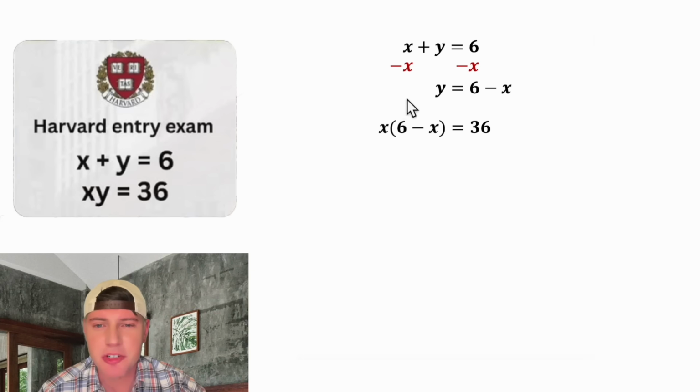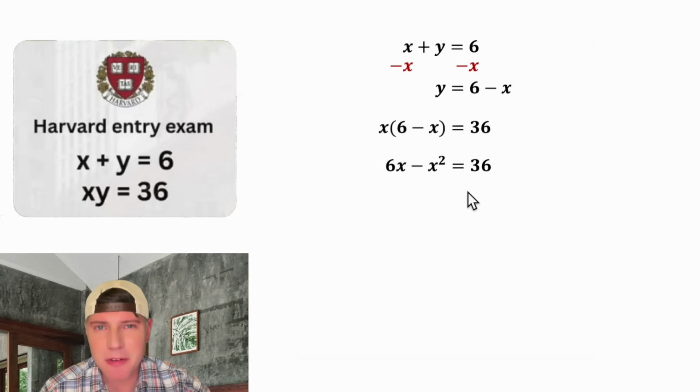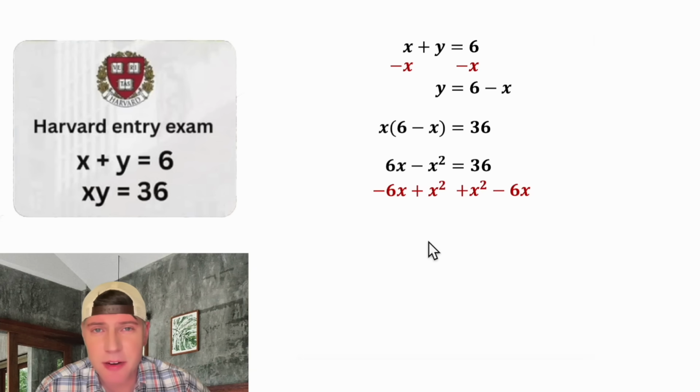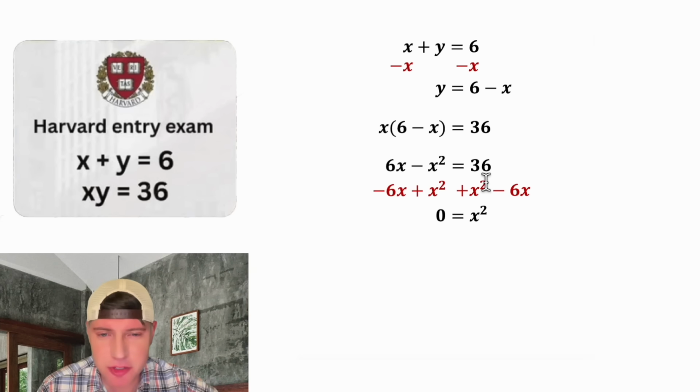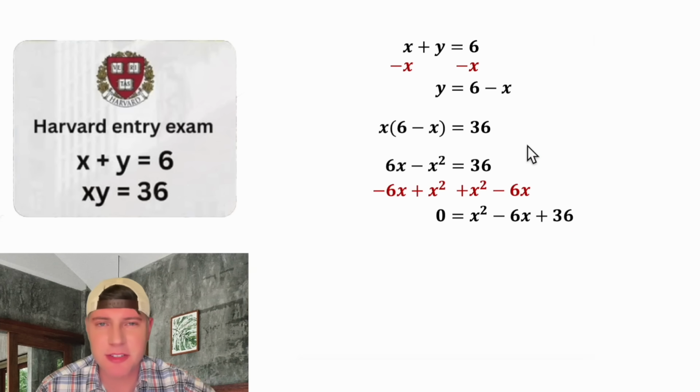For the next step, we're going to distribute this x to both of these terms. That'll give us 6x minus x squared equals 36. Now we have a quadratic, so we want to set it all equal to 0. Let's subtract 6x from both sides and add x squared to both sides. On the left-hand side, everything's going to cancel, and we'll be left with 0. And on the right-hand side, we'll have x squared minus 6x plus 36.